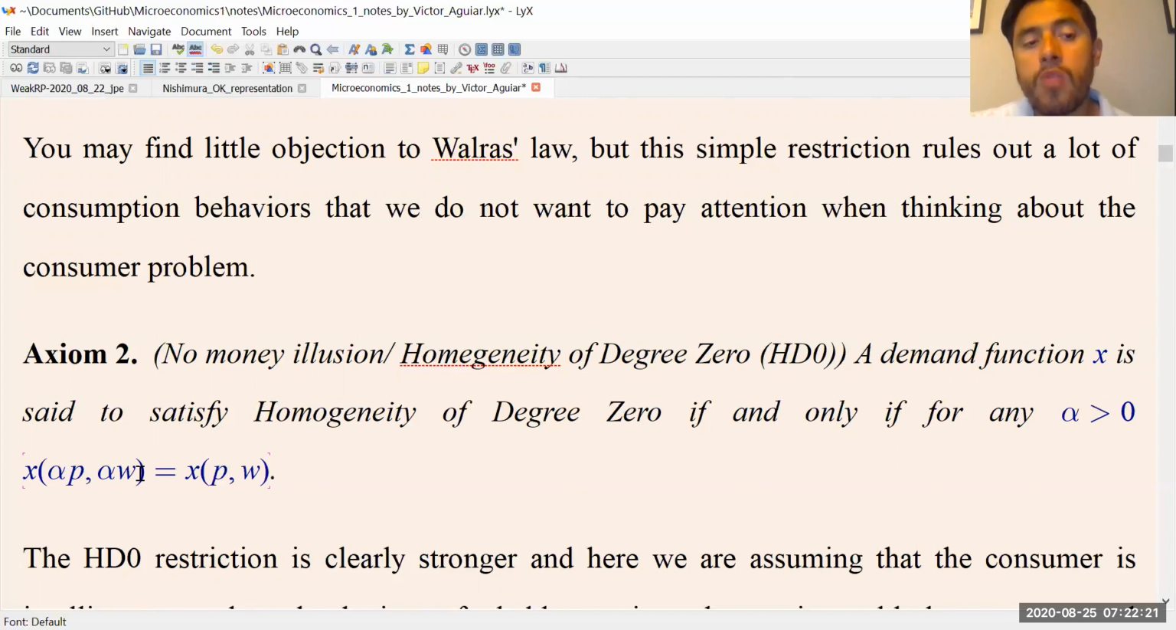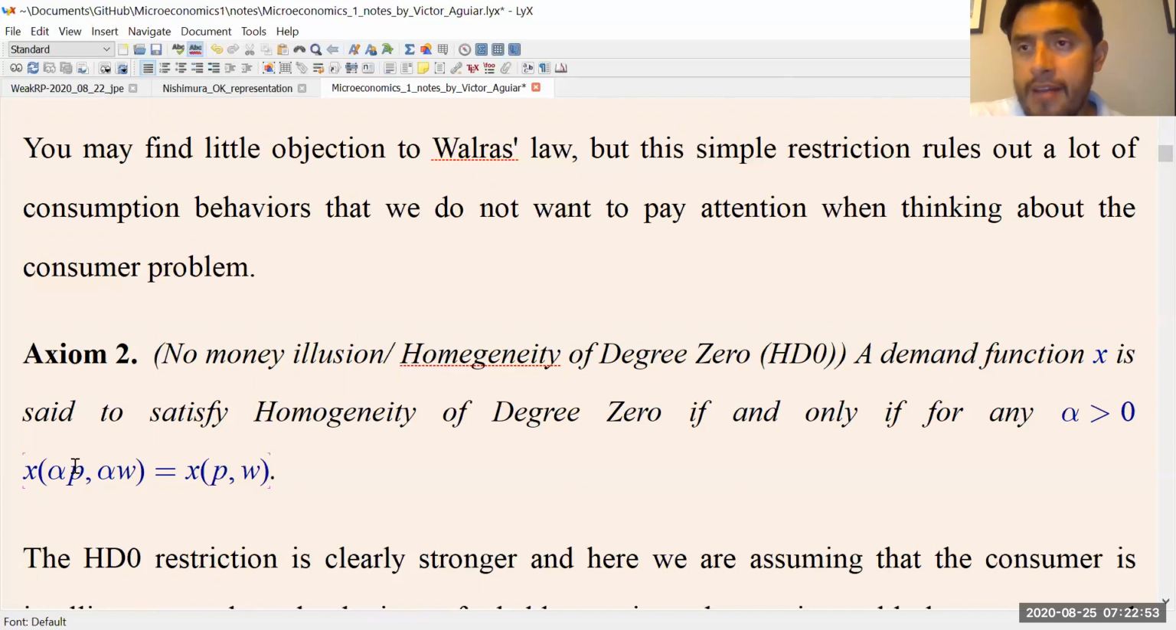So a consumer that will fail this will be subject to nominal illusion. For instance, a consumer whose income is doubled, and then the prices also double, but the consumer is not rational, is not consistent, and fails to understand that prices doubled because of lack of attention. Maybe they don't notice right away that prices have increased. In that case, their demand will change, right? So that will be a failure of money illusion.